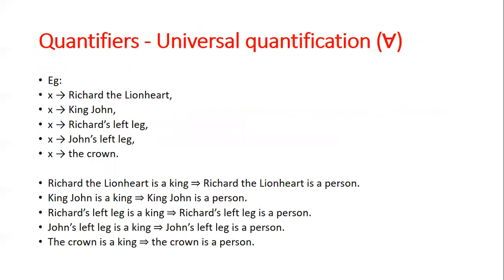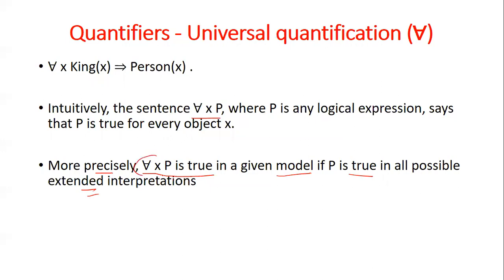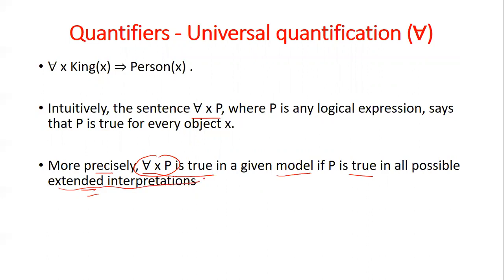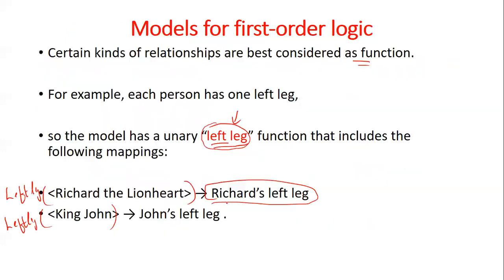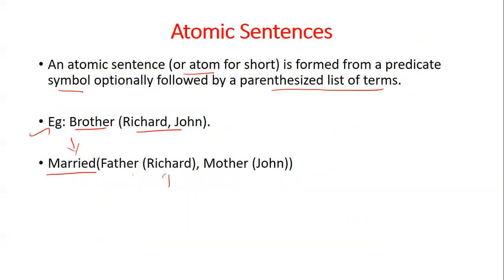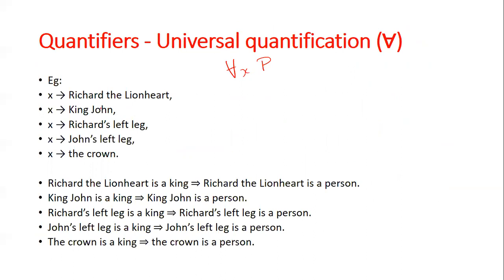For example, let us take for all X P. What does it mean? It means that P should be true in all possible extended interpretations. So here, extended interpretation represents that for all objects P should be true. Okay. So if you see our example, here there are 5 objects. What are the 5 objects? Richard the Lionheart, King John, Richard's left leg, John's left leg, and crown. So let us try applying these 5 objects on this example, right?